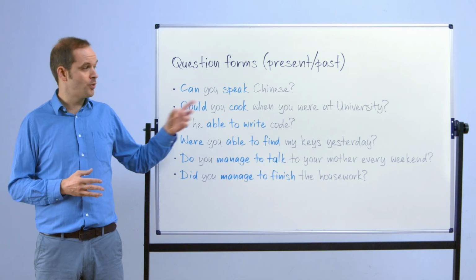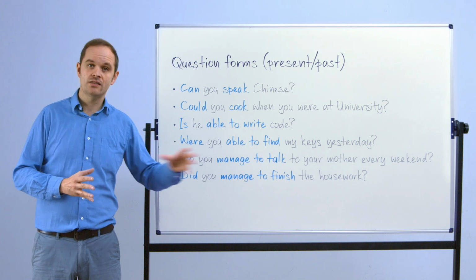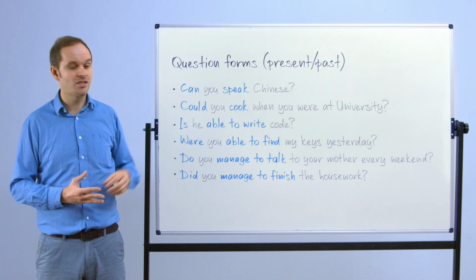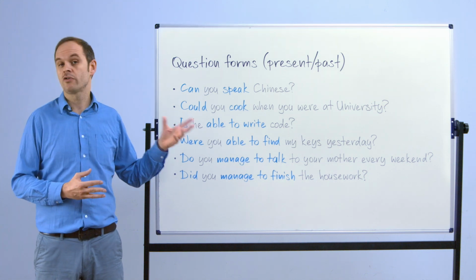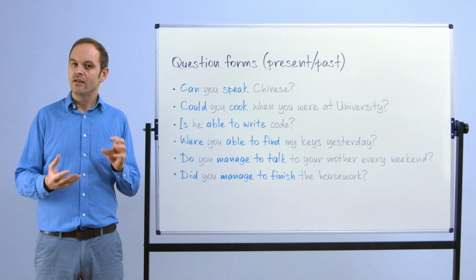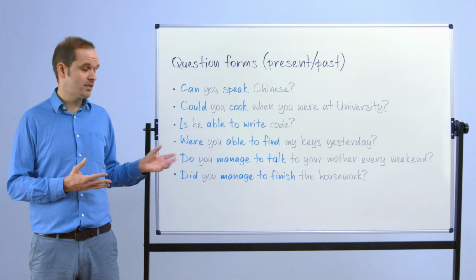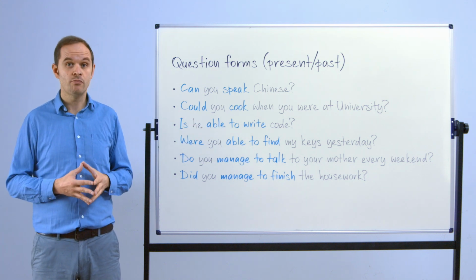Could you cook when you were at university? So again, using could, we're talking about past abilities here, and the ability to cook at that time. In this case, when they were at university. Is he able to write code? So again, be able to is not very different from can, it's an alternative, and in this case, we're asking about the ability of somebody to write code in the present.